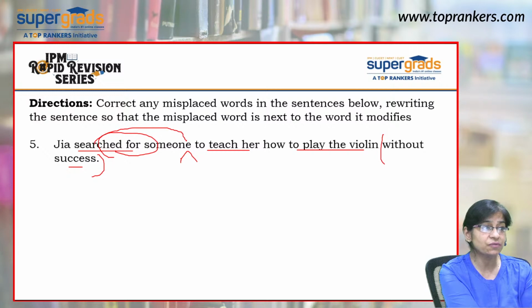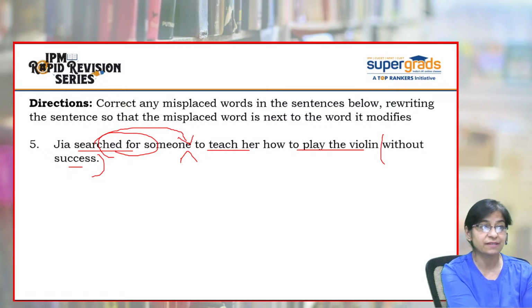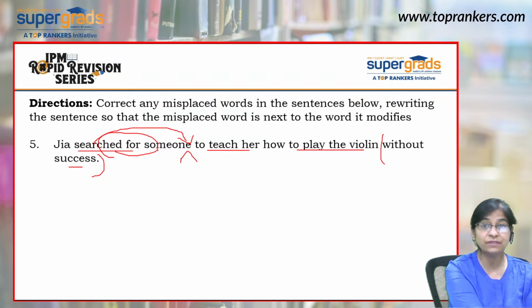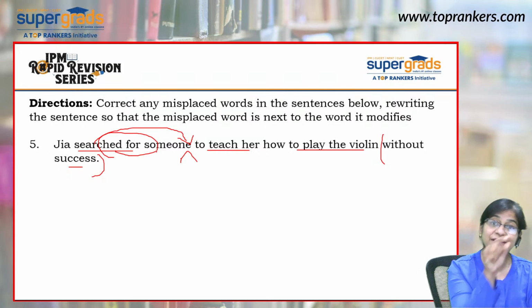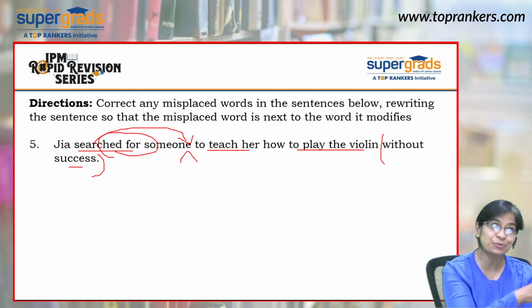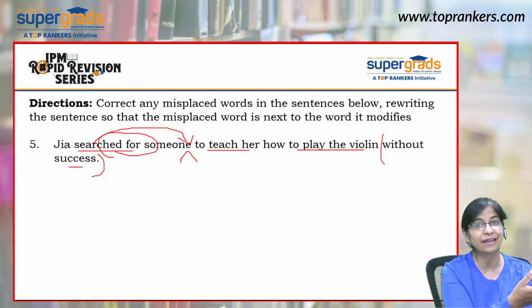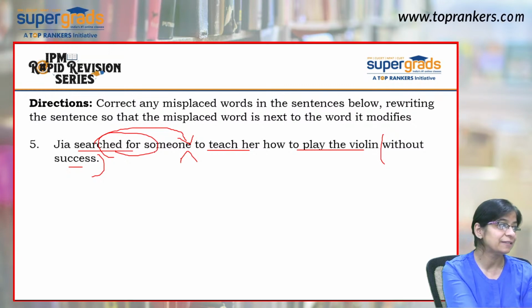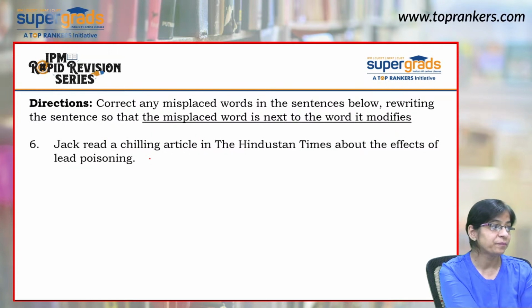So Gia searched for someone without success to teach her how to play the violin. Again, without success would best modify the futile search, right? So it's best placed next to the part where it would best modify the meaning of that aspect of the sentence, all right? So let's look at another one.